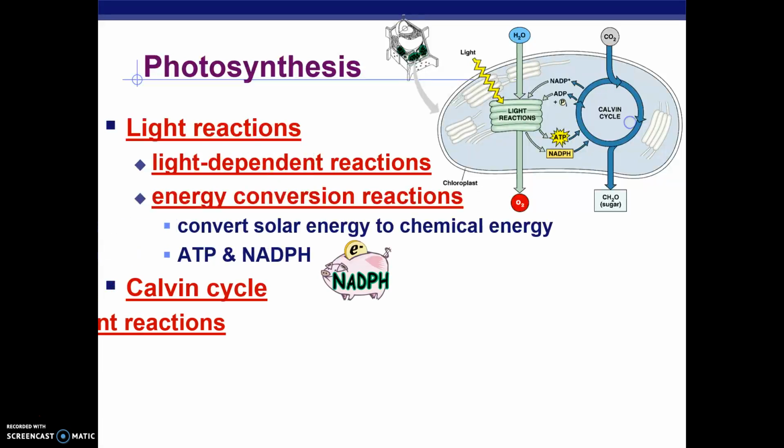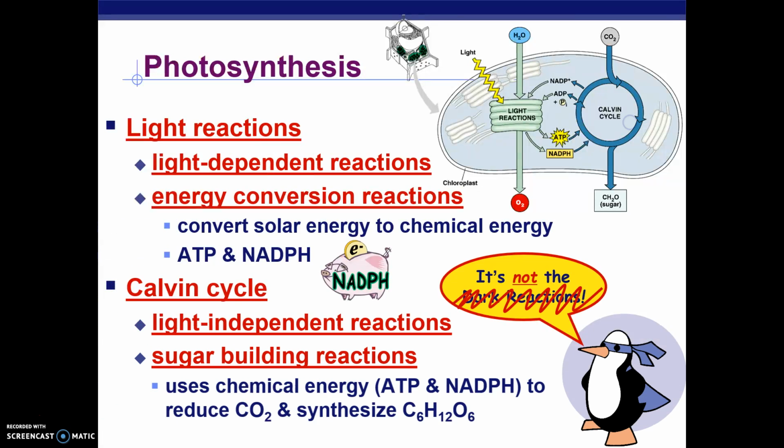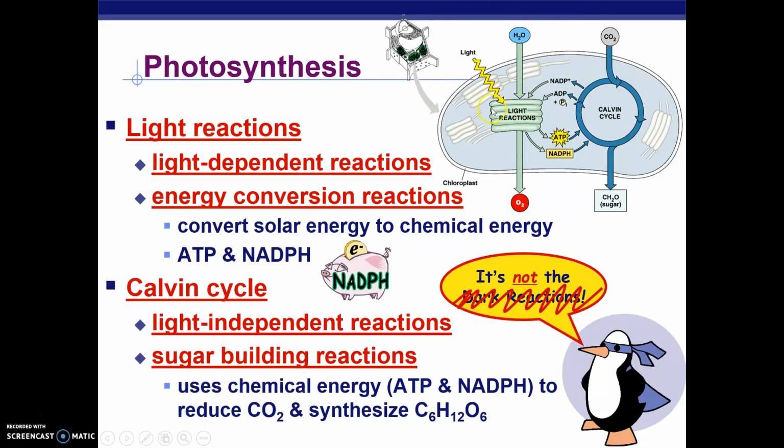So here is the overall reaction of photosynthesis. We see that light reactions, also known as light-dependent reactions, take place in the thylakoid. Those are the energy conversion reactions, and water is taken in, water is split into oxygen, and later on it produces ATP and NADPH, and those forms of energy are passed on to the Calvin cycle, which is also known as the light independent reactions, and those are the sugar building reactions.